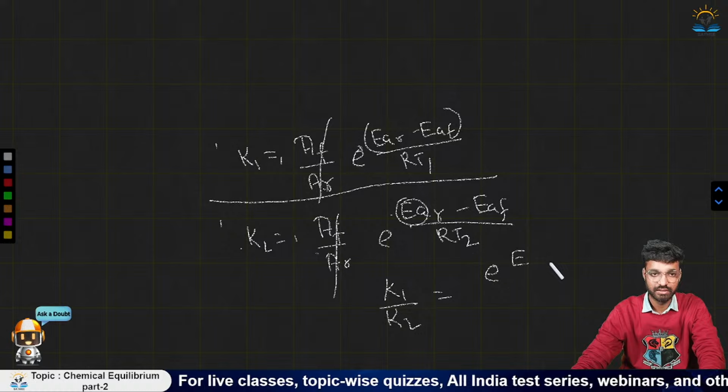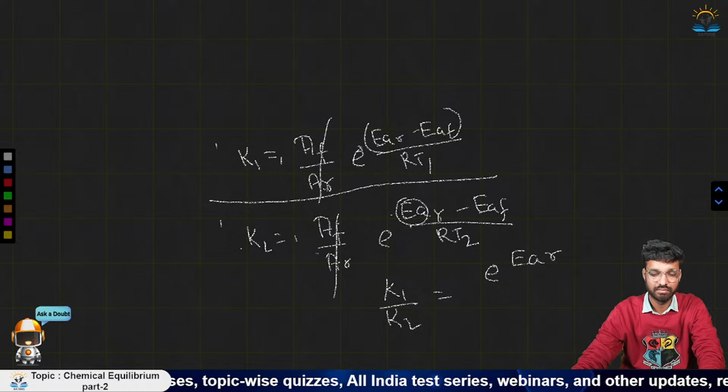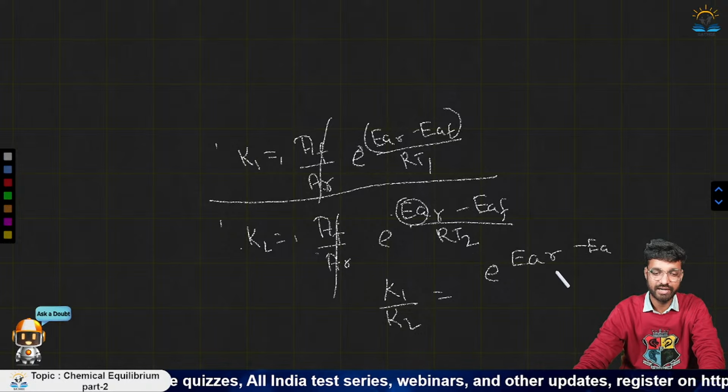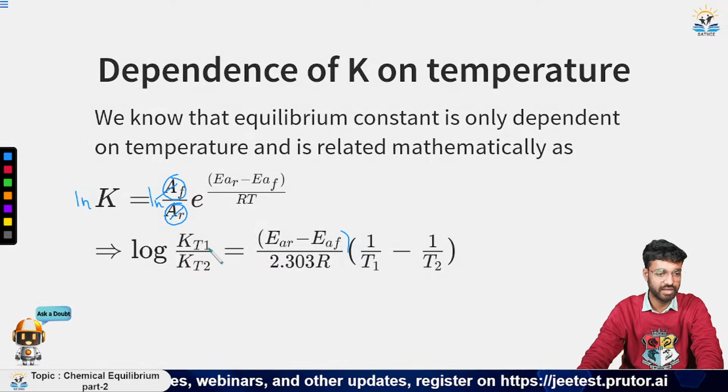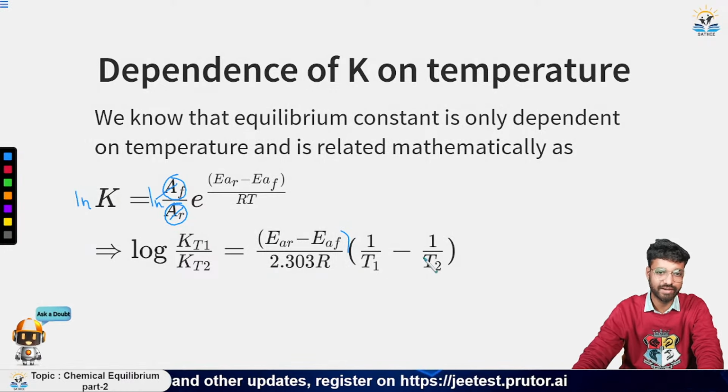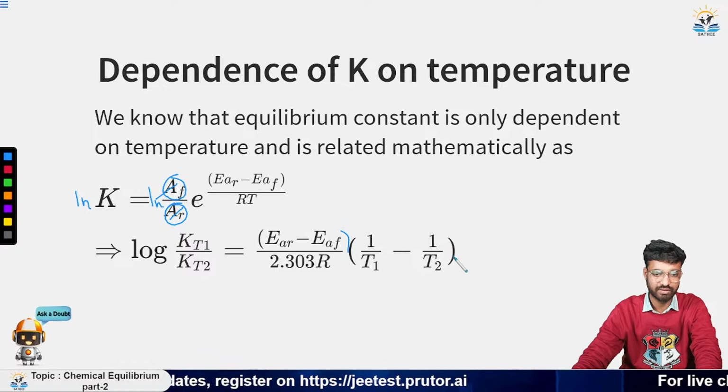Now, E_A,R minus E_A,F. I'm not writing the whole derivation right now. When you put this in and take ln on both sides, you will finally get this equation. This equation is important here.